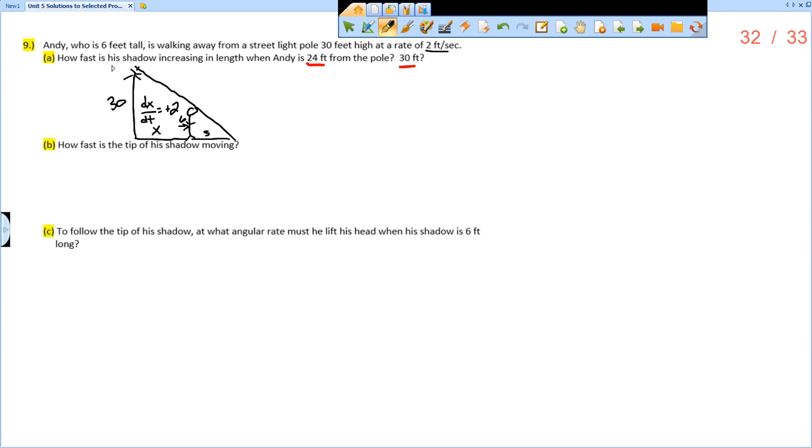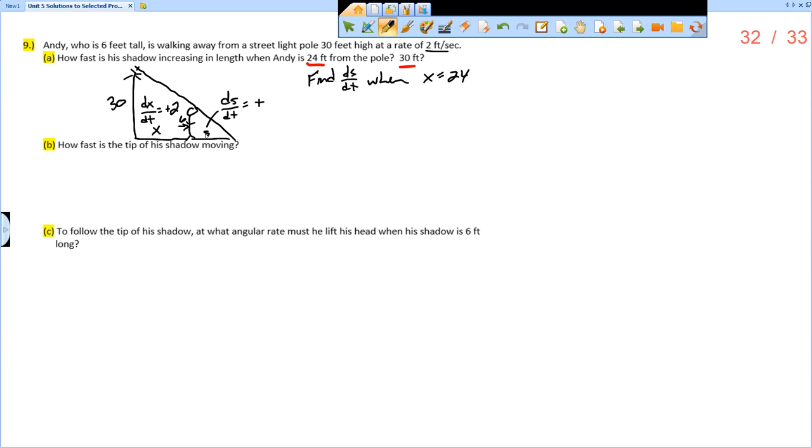But what about s? Well, s is the length of his shadow. So how fast is his shadow increasing? Well, ds/dt is unknown and it is positive, but it is what we want to know. All right, so we want to find what when what, right? Find ds/dt when x is 24 feet or 30 feet. That's the second part of the question.